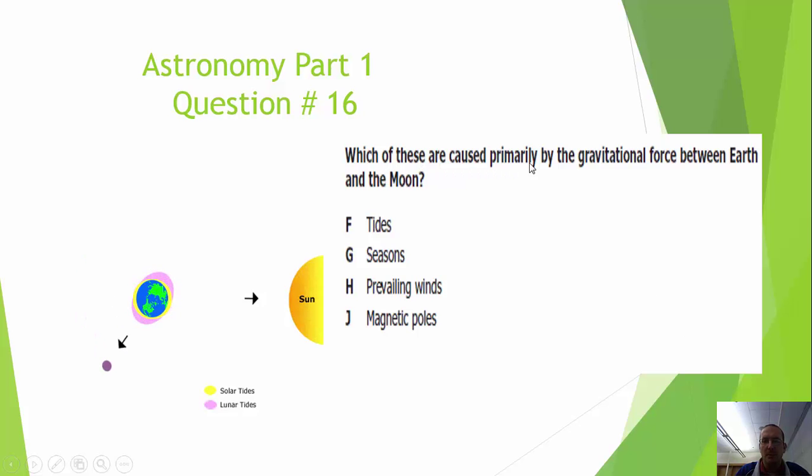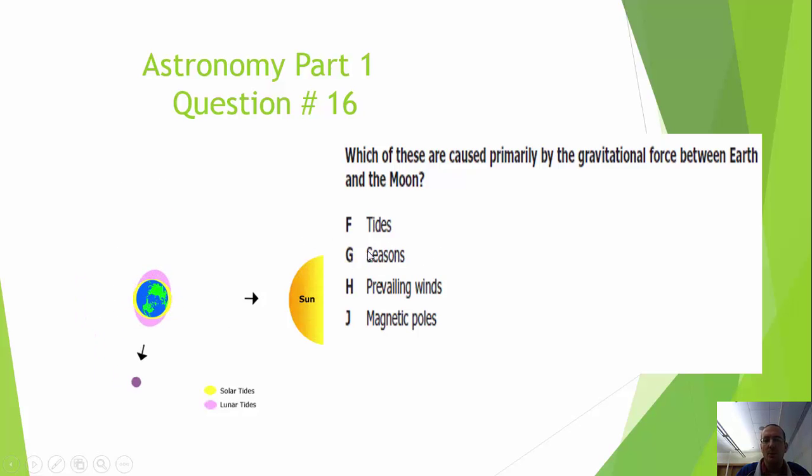Which of these are caused primarily by the gravitational force between the Earth and the Moon? Is it tides? Let's look over here and see. We've got our light pink, if you will, light purple. As the Moon is revolving around the Earth, we are able to see that this is starting to fluctuate. So we have our tides, and as they're changing, it's based off of where we're located. Seasons. There's nothing in here that talks about the seasons.